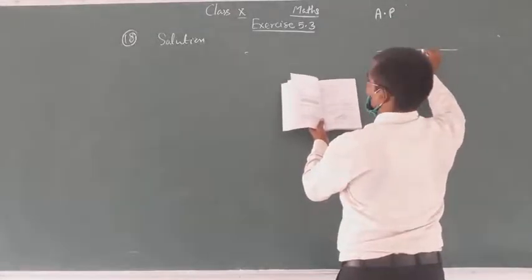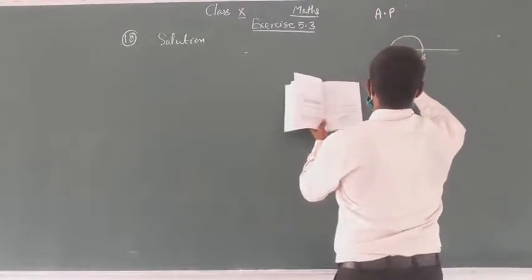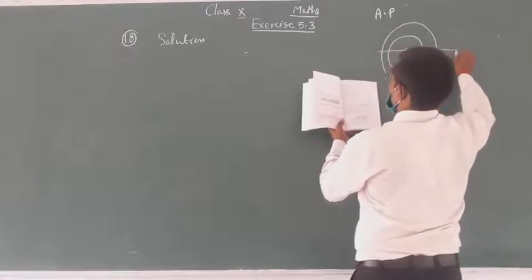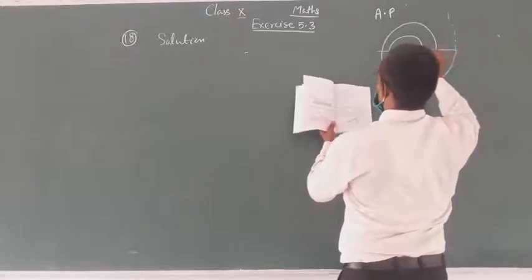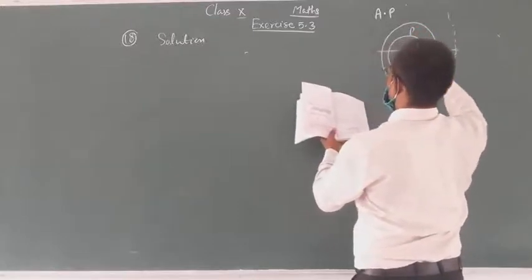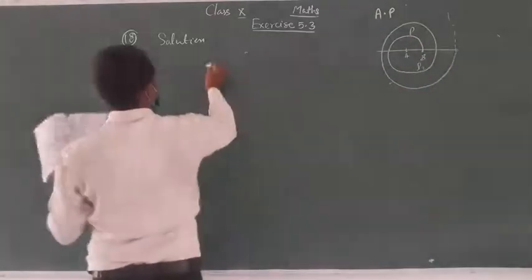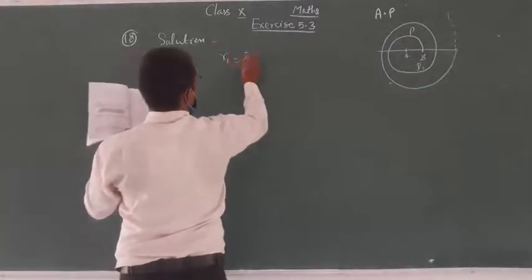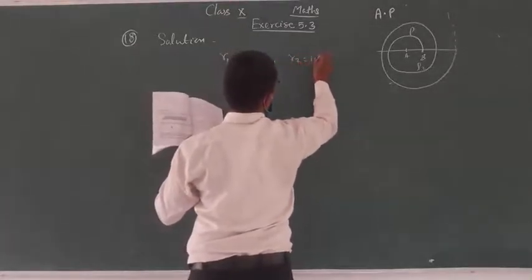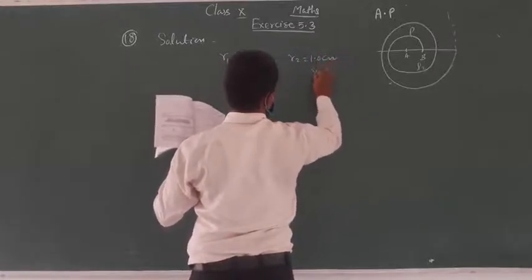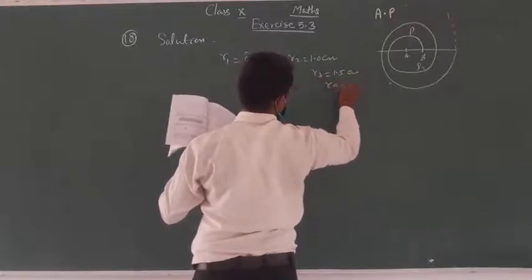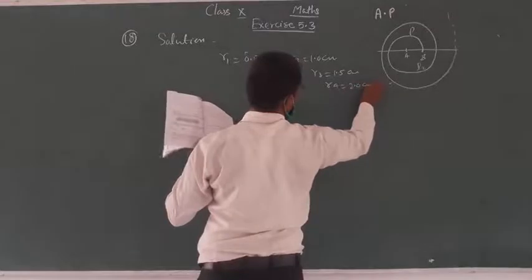Now start the spiral, so that this is L1 and L2. Now the radius R1 is equal to 0.5 centimeter, R2 is equal to 1.0 centimeter, R3 is equal to 1.5 centimeter, and R4 is equal to 2.0 centimeter.